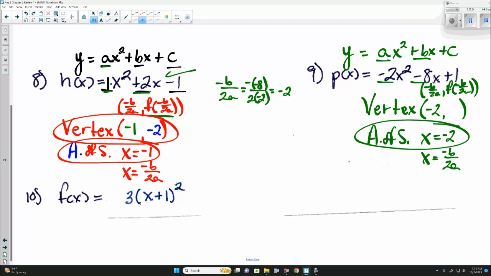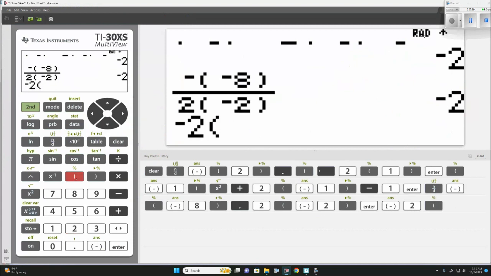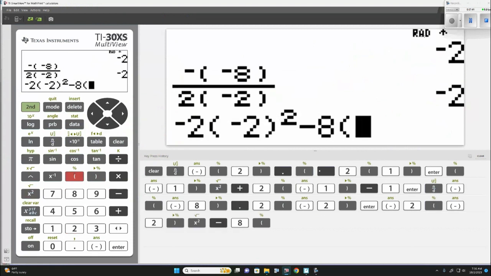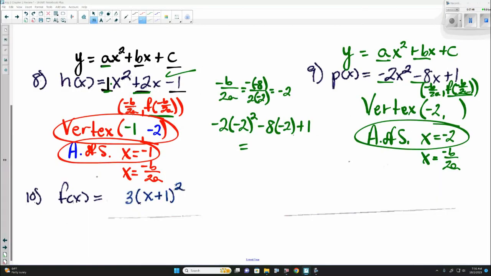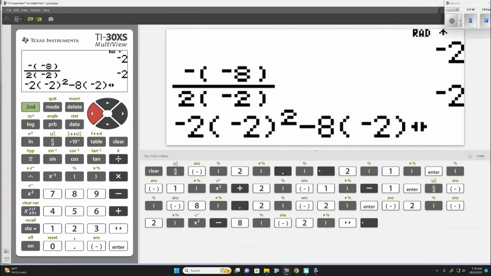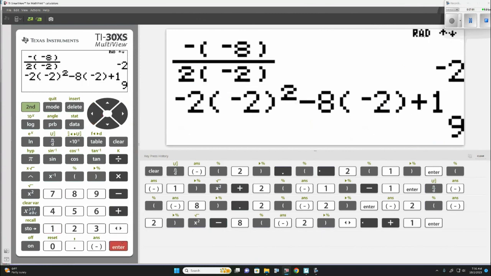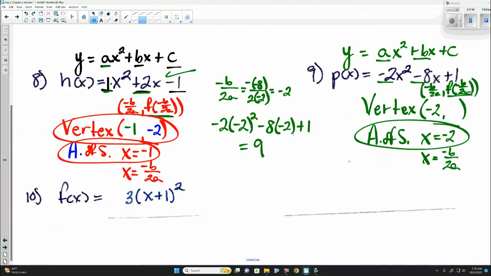We already have that point. Now to find our f of -b over 2a is just plugging it back in. So we'd have -2 times -2 squared minus 8 times -2 plus 1. And again, we could do this by hand, or we can plug it all into the calculator. Plus 1, enter, is 9. So our vertex is the point -2, 9. Our axis of symmetry is x equals -2.